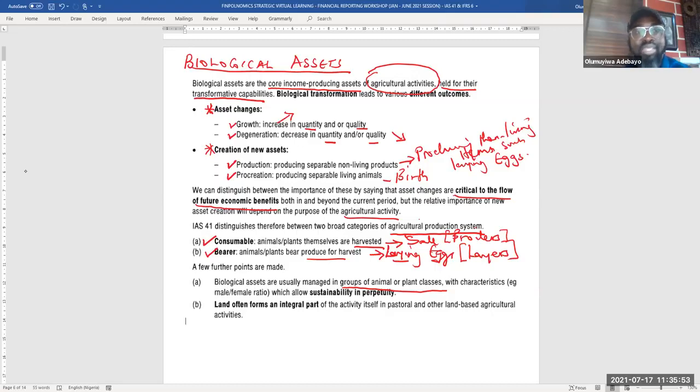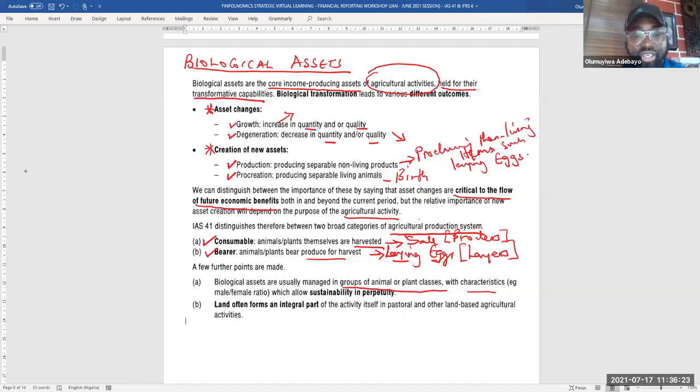Unlike some other biological assets that you can account for one by one because of the nature of those items, their size, their materiality, etc. Another thing is that you can group them also by way of characteristics of male and female because they have different value and contribution in the whole process of biological transformation.